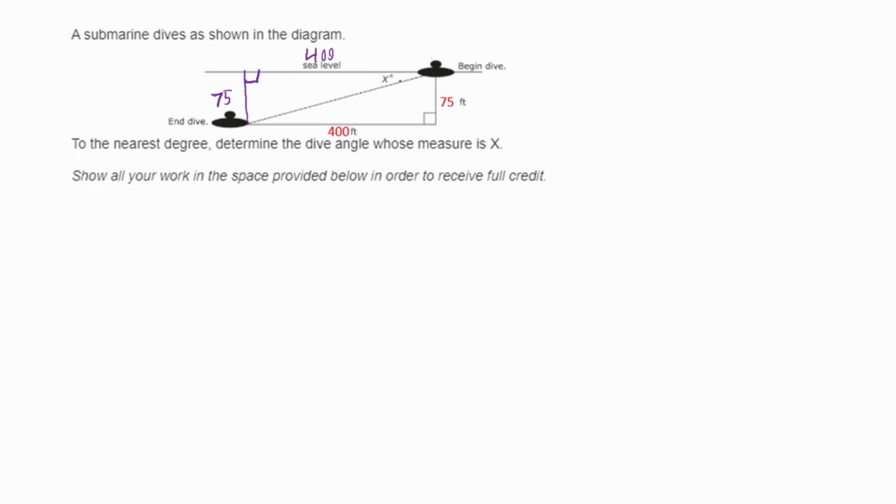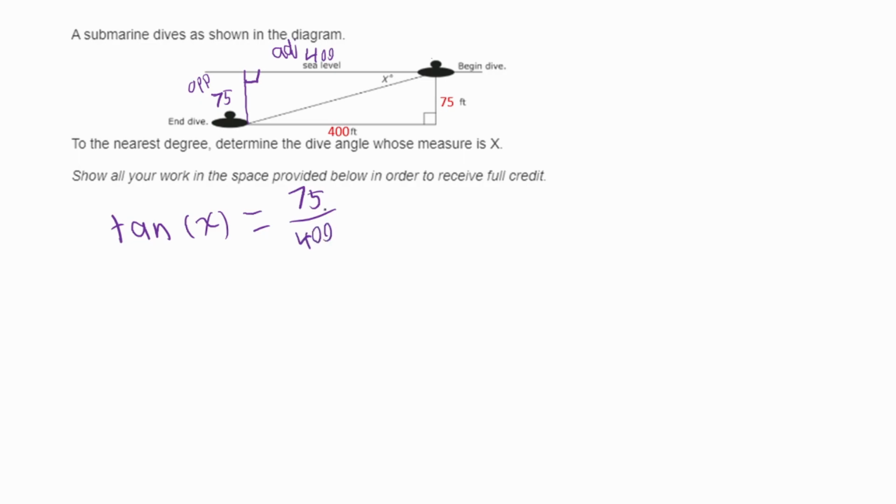So if X is my reference angle, this means this is opposite, and this is my, not my hypotenuse, sorry. This is my adjacent. So what uses opposite and adjacent? Like we saw earlier, it is our tangent. So we're going to write the tangent of X, because that's what's missing, equals 75 over 400.